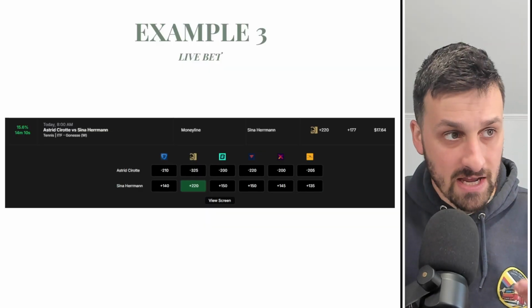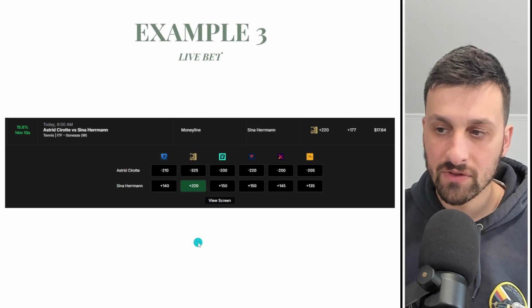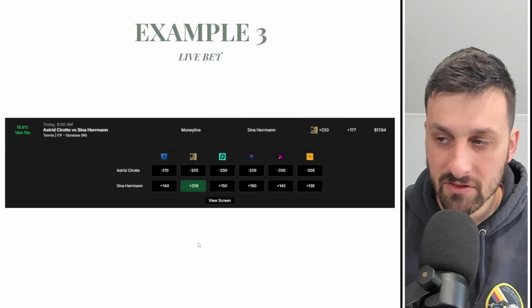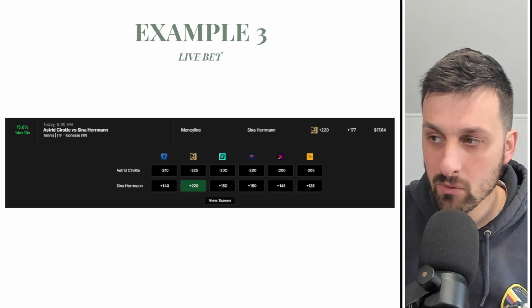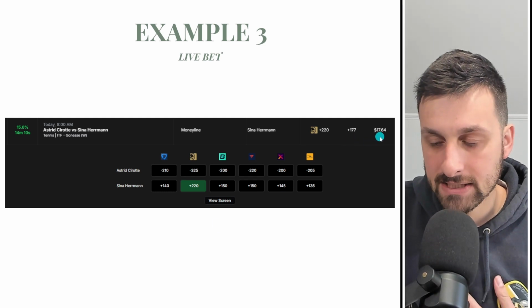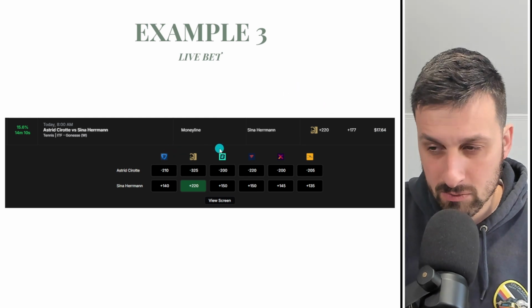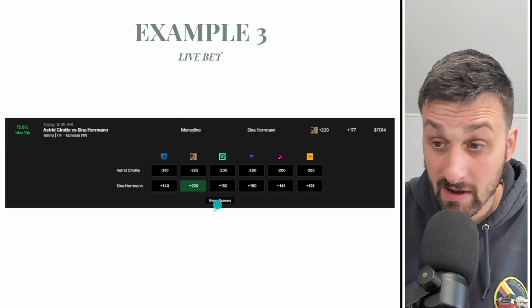Here's example number 3, and this is a screenshot I took from a live bet this morning. And again, if we look at this, we are being suggested to bet this tennis player at plus 220 when the market is at fair value plus 177. We should bet about $18 on it. And when I look at this, I see, okay, FanDuel plus 140, ESPN 150, 150, 140, 135, 220.